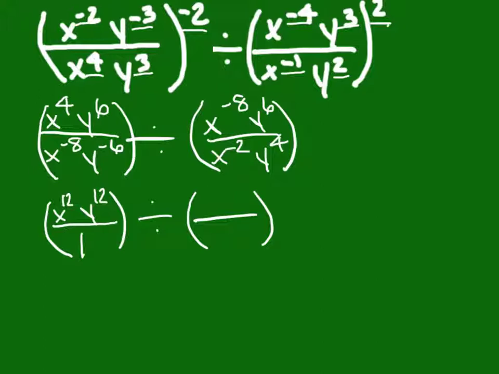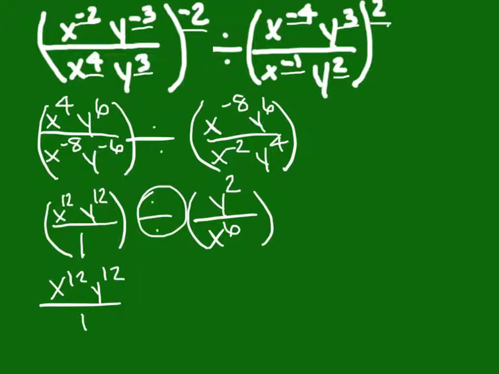So there are 6 more x's on the bottom than there are on the top. And there are 2 more y's on top than there are on the bottom. So when we're dividing fractions, we keep the first fraction the way it is. So that's x to the 12th, y to the 12th over 1. We change this division sign into multiplication. In the second fraction, we take the reciprocal. So that becomes x to the 12th, y to the 12th, times x to the 6th over y squared.